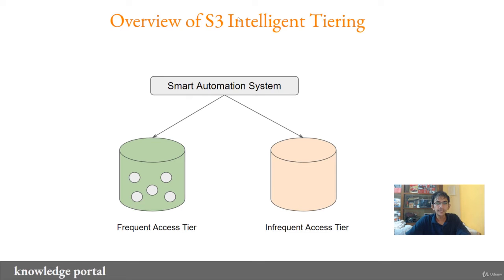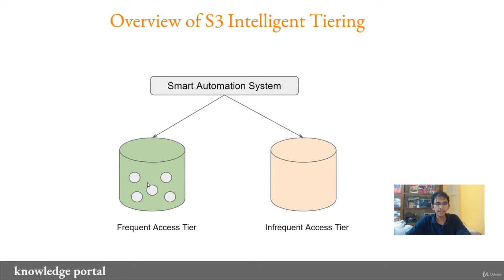So now with the S3 intelligent tiering, what you have is something like a smart automation system. This is something that I have named it. AWS might have a different naming convention, but this architecture diagram will help you understand this much more quickly. So you have this smart intelligent system here. Now it connects to both the frequent access tier and the infrequent access tier, and it monitors all of the data in both.